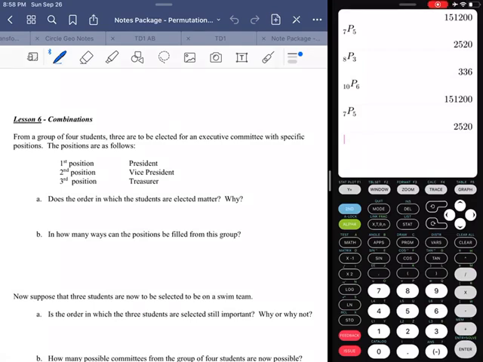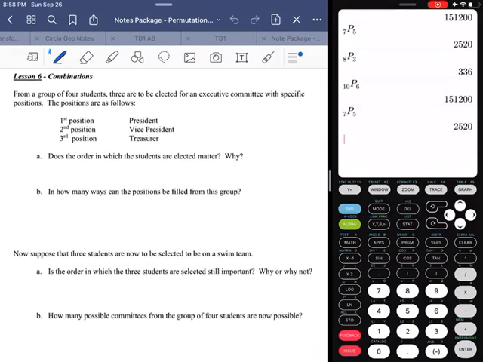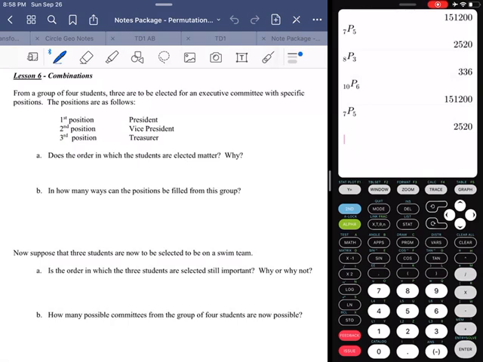Here's lesson 6, combinations. So we're going to do something similar to our permutations, but modify it a little bit here. From a group of 4 students, 3 are to be elected for an executive committee with specific positions. This part's key. The first position is president, second is vice president, and third is treasurer.